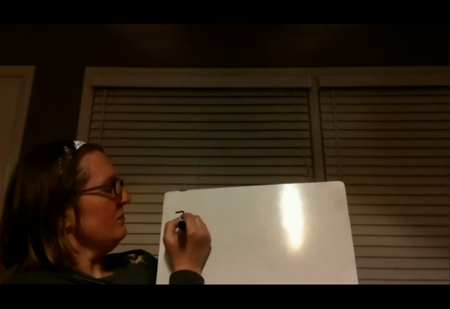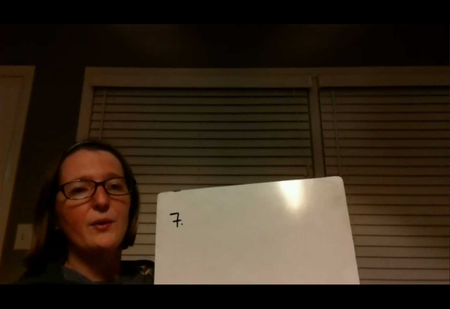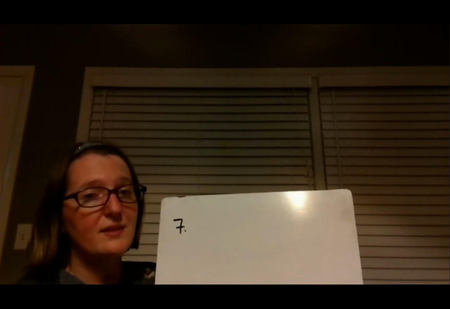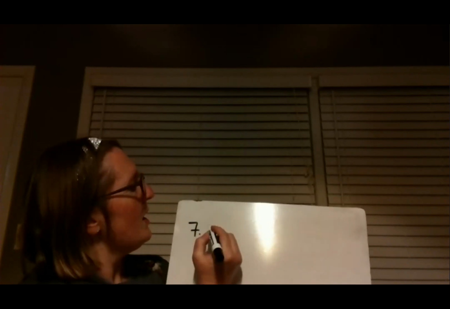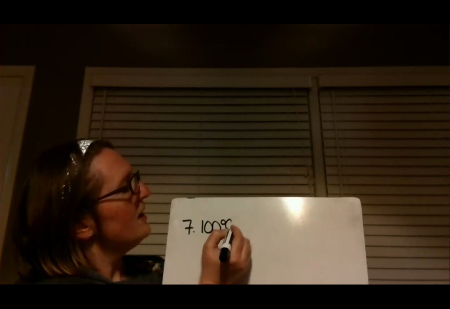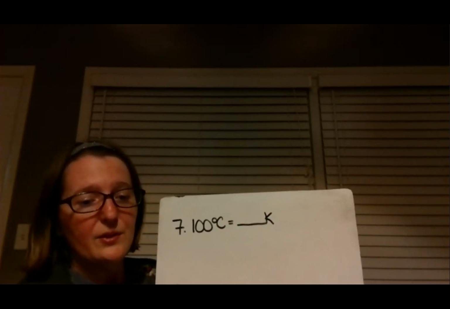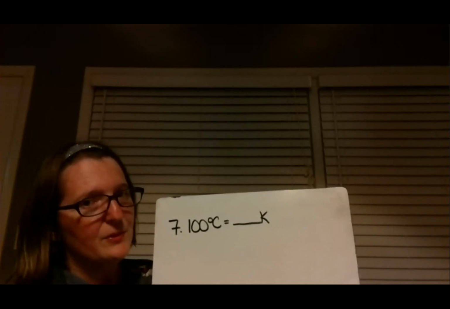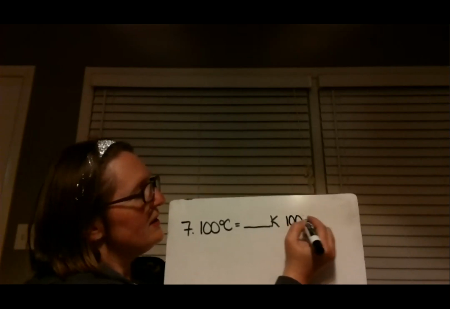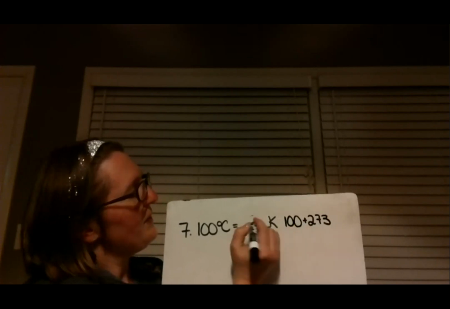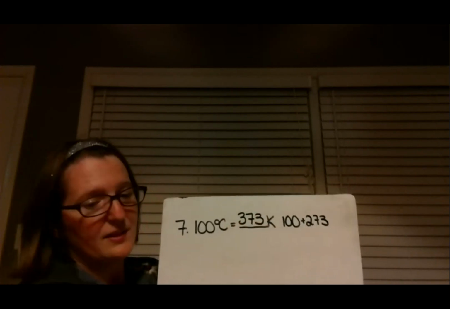All right, then number 7, what is the boiling point of water in Kelvin? Let's do that one together real quick. So 7, boiling water. Do I know what the temperature of boiling water is in Celsius? Yeah, it's 100 degrees Celsius. And I want to turn that into Kelvin. So what do I need to do? Add 273. So I'm going to take 100 plus 273, and I'm going to get 373 Kelvin. So I did number 7 for you there.